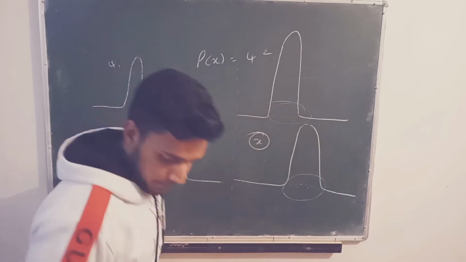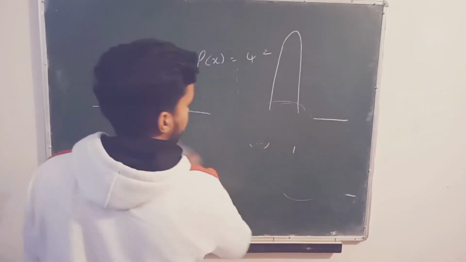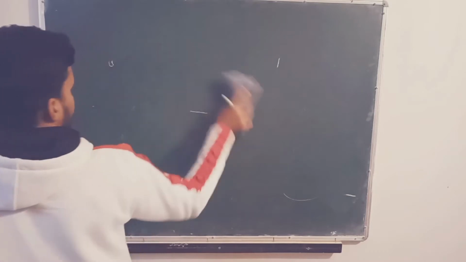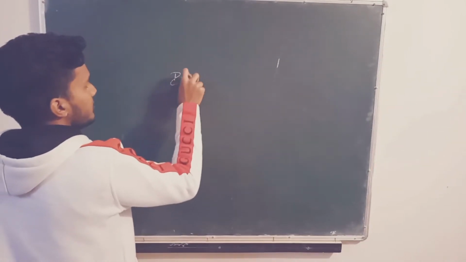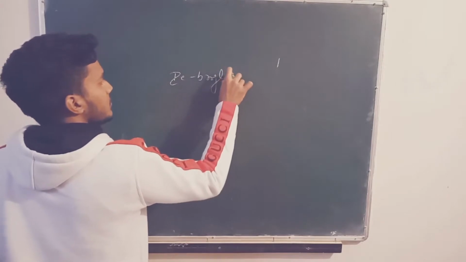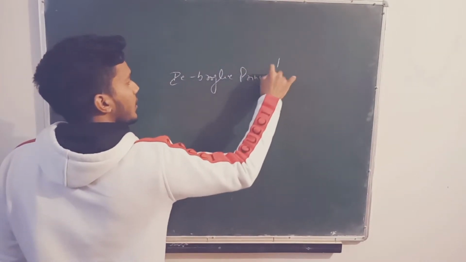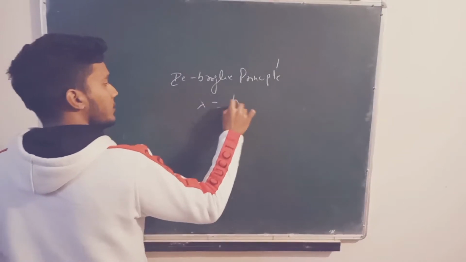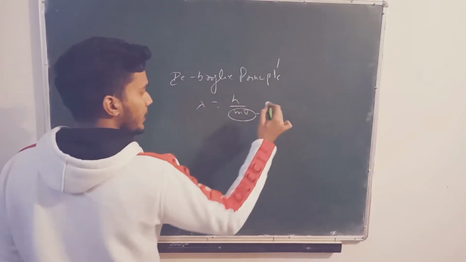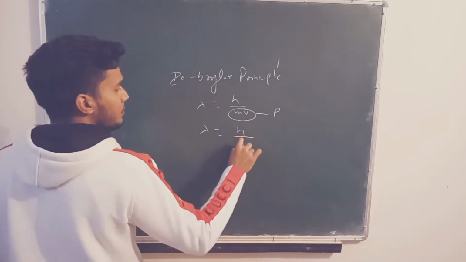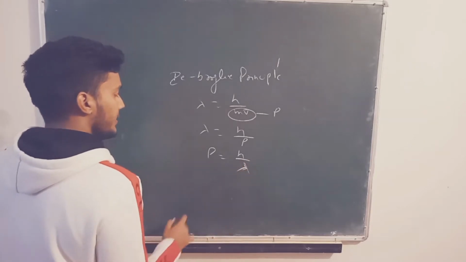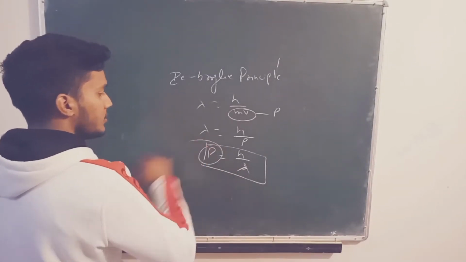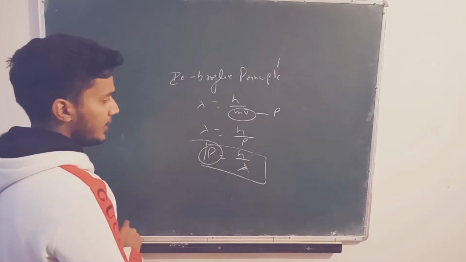Now if I talk about momentum, as we know about the de Broglie principle. According to the de Broglie principle, lambda is equal to h upon mv, or we can say mv is equal to p. So I can write lambda is equal to h upon p, and p is equal to h upon lambda. It means momentum is equal to h upon lambda. I can write it like this.